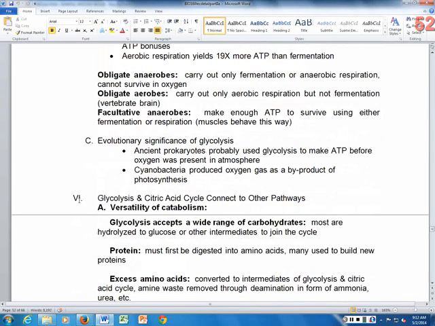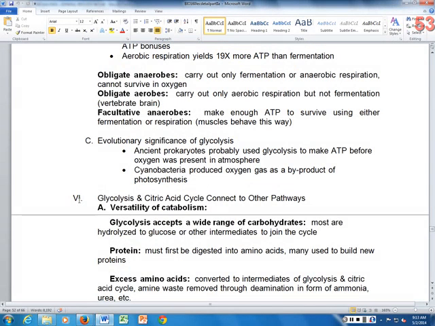So we have some different categories of organisms. Obligate anaerobes. These can only do fermentation. So these are going to be bacteria that are in this category. And they cannot survive in oxygen. So they don't have the enzymes to help process the oxygen. Oxygen will oxidize them to death, literally.